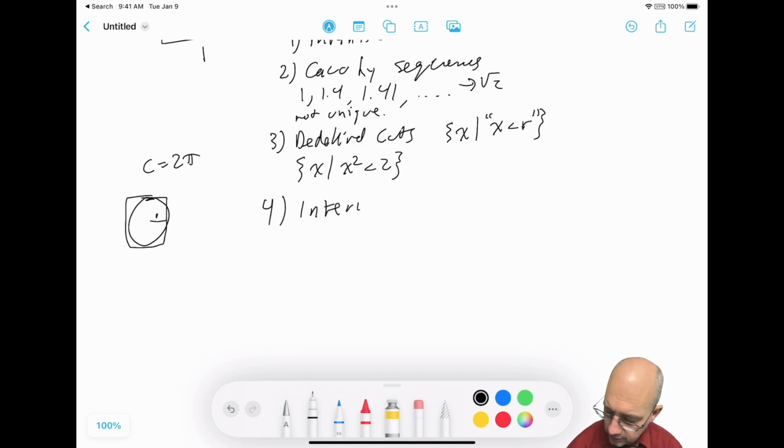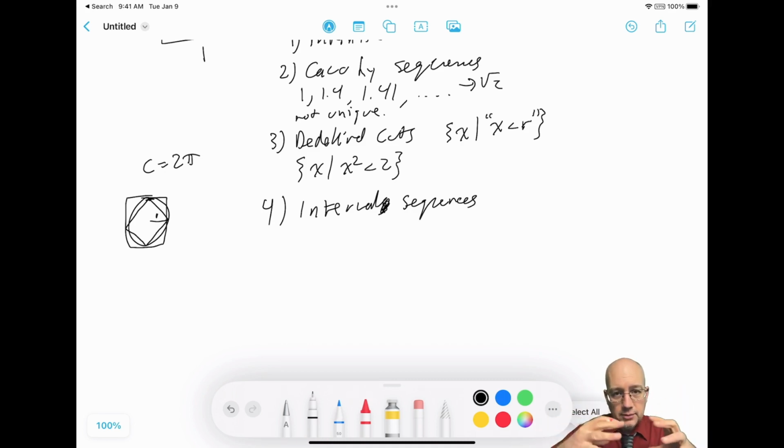Intervals. Another idea, which goes way, way back, is interval sequences. So you have a trapping of the real number in these intervals, and you're kind of converging on it. I draw a square around the unit circle, and I draw a square inside the unit circle.